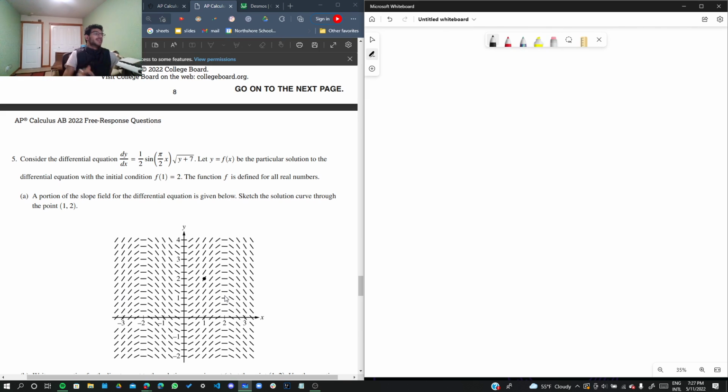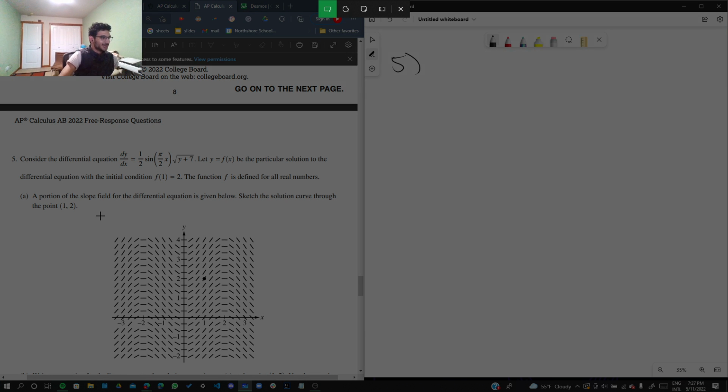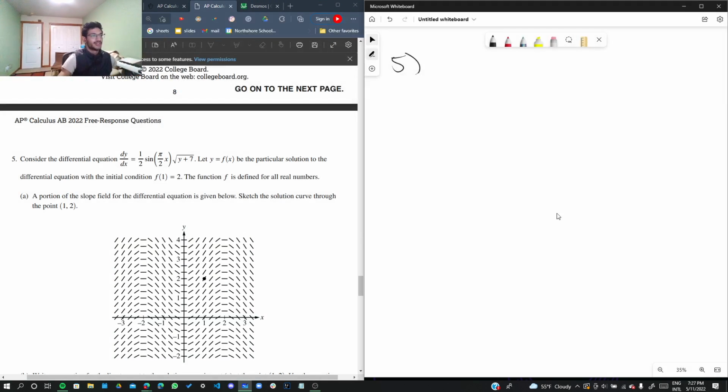Oh, differential equations are fun. Consider the differential equation dy/dx equal to that. Let y equals f of x be a particular solution to the differential equation with the initial condition f of 1 equals 2. Okay. Oh, so it's just a sketch. Whoa, I did not know that. Okay.